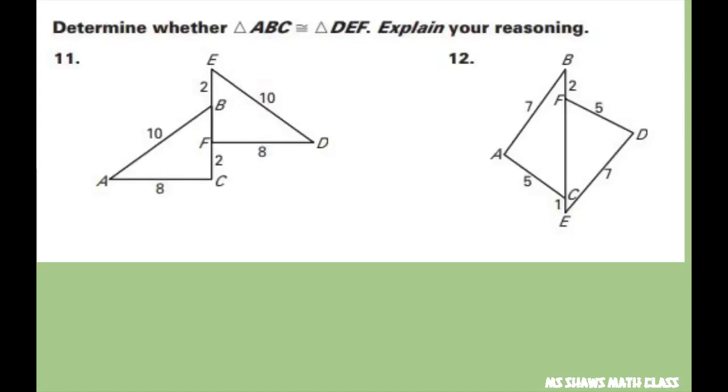Hi everyone, we're going to determine whether triangle ABC is congruent to triangle DEF and explain our reasoning. So we have ABC, so that means line AB should be congruent to DF. So right now let's do problem 11.